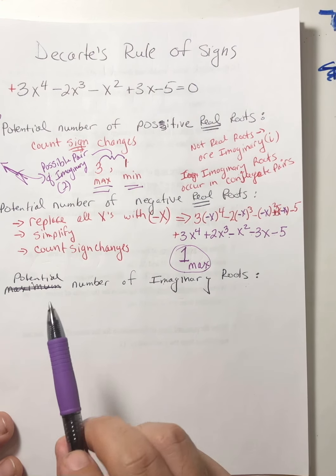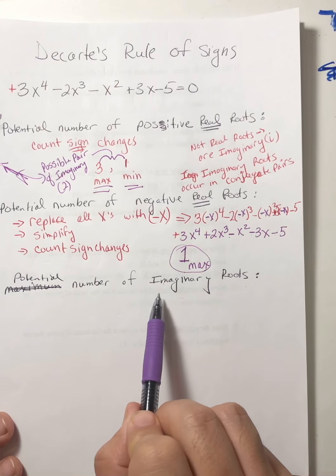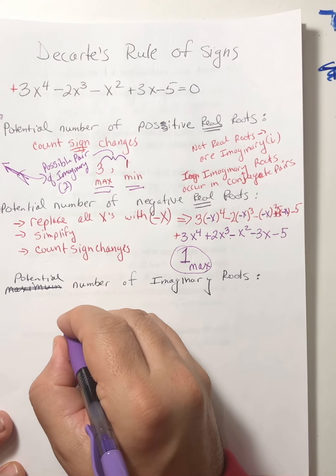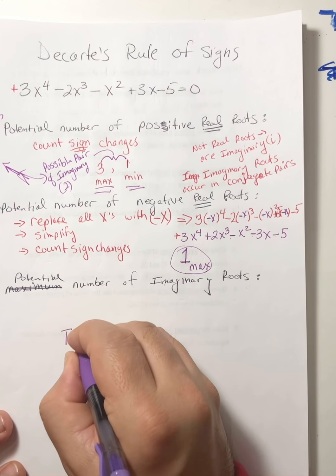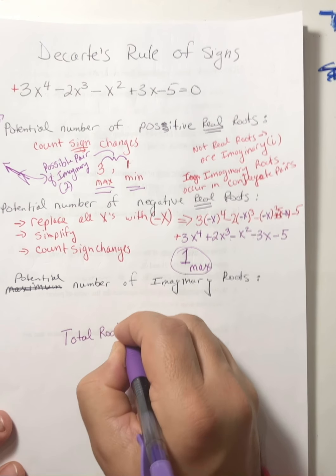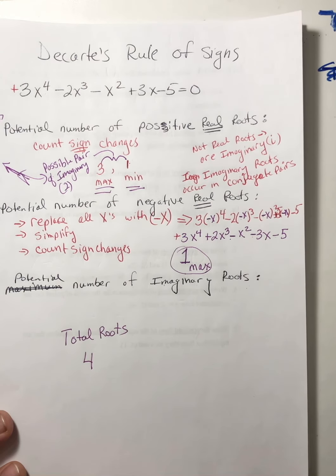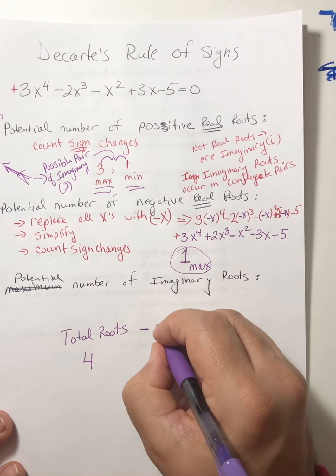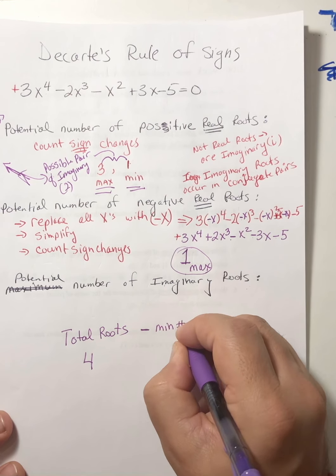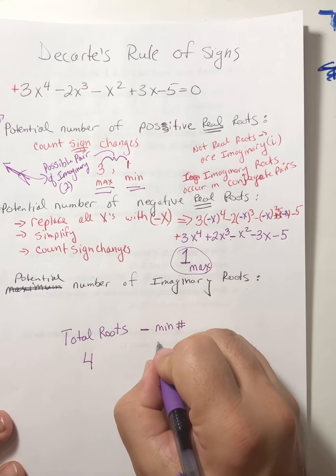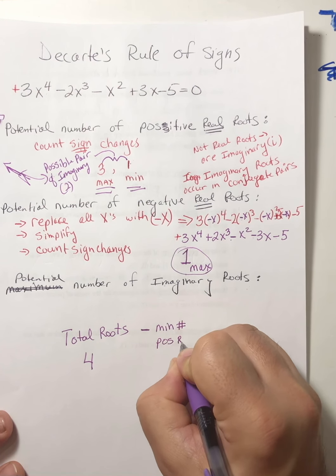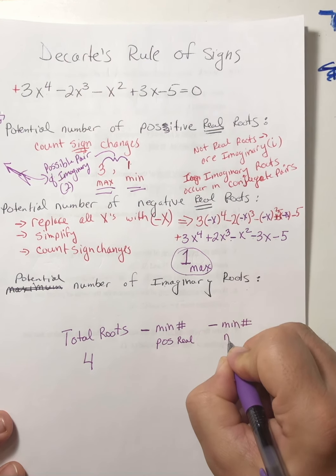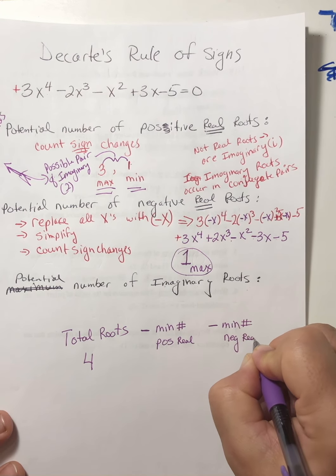First thing we have to do is know how many roots there are altogether. That's right, there are 4 total roots. It's a 4th degree equation. So it's a little formula. We need to know the total roots. Then we have to subtract each of the mins: the minimum number of positive reals, and we have to subtract out the minimum number of negative reals.